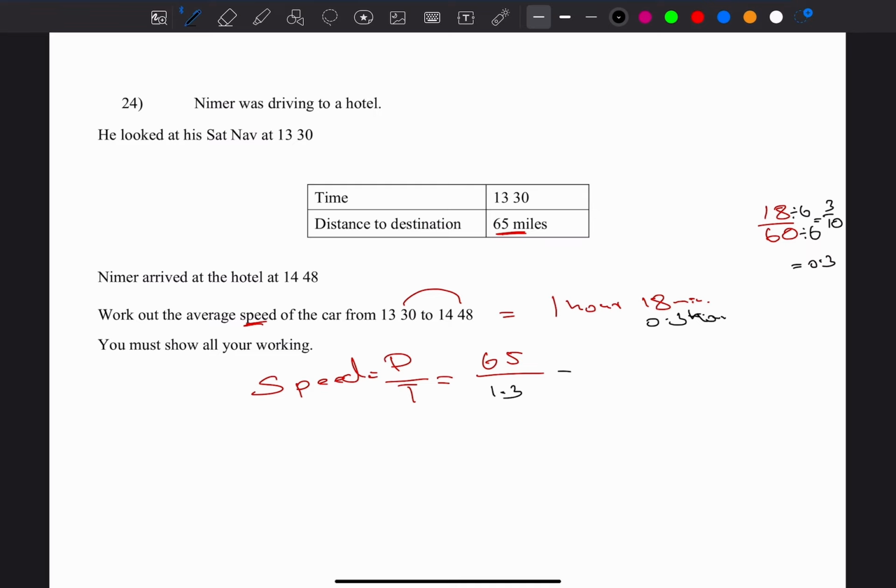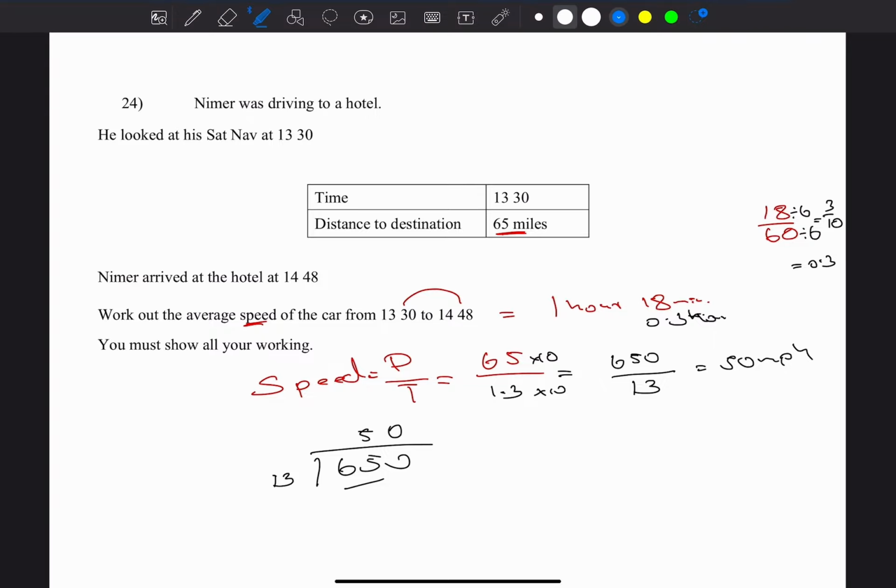Okay, 65 divided by 1.3. If you want to do it manually without a calculator, times it by 10, times it by 10, that's 650 over 13. How many 13s in 65? About 5 of them. 50 miles per hour. This was actually a calculator paper question, but you should learn to do it manually. Always learn manual without a calculator.